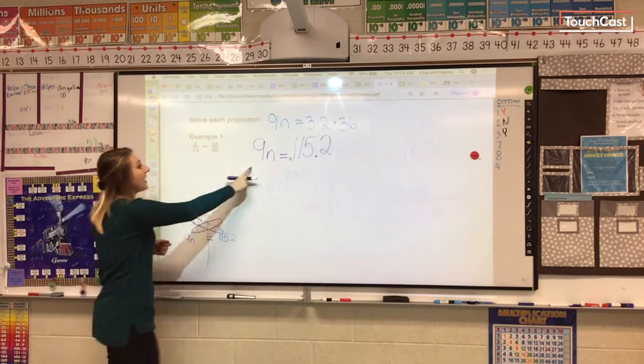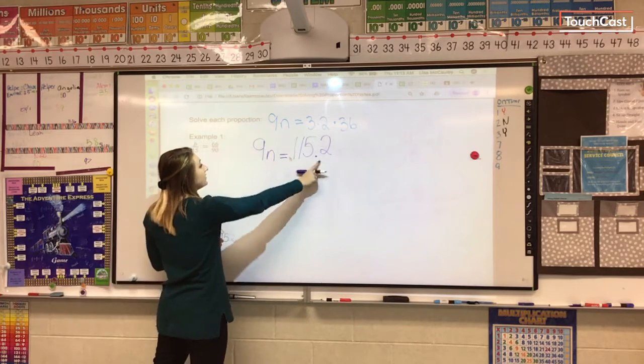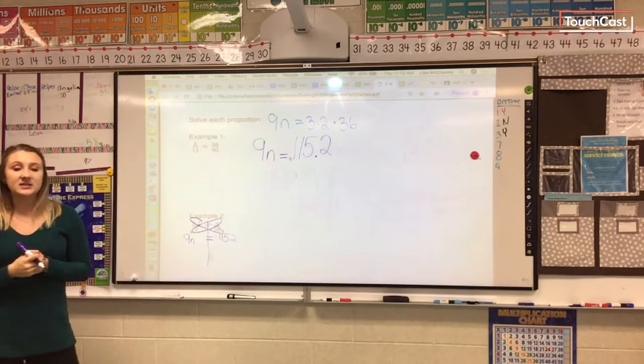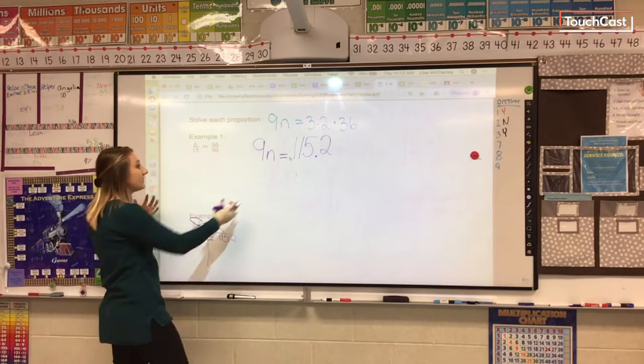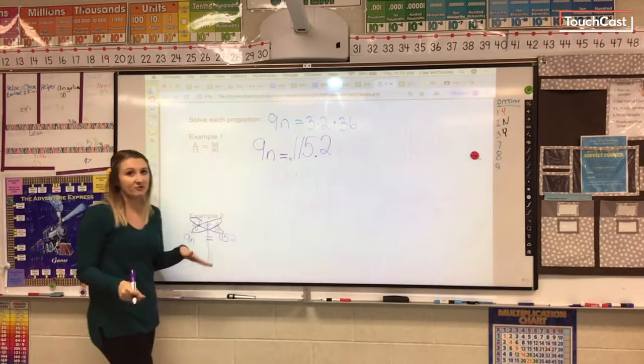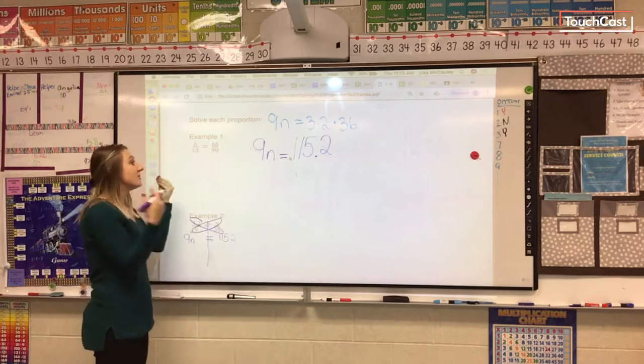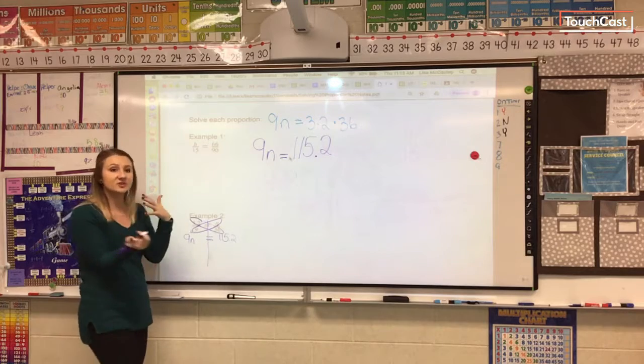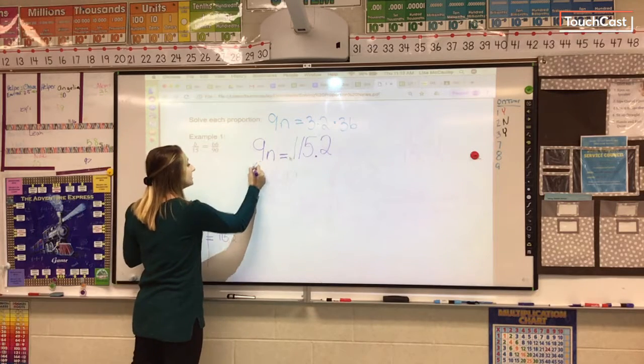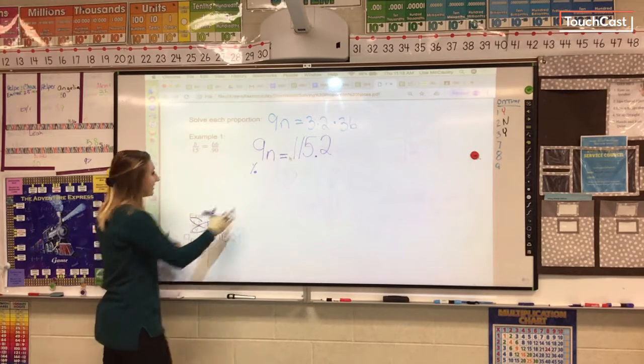Okay, so now I have 9n equals 115.2. I want to get my variable all by itself. Since they're stuck together with multiplication, the opposite of multiplication would be division. Now, Ms. McCauley writes it this way. You can write it that way.